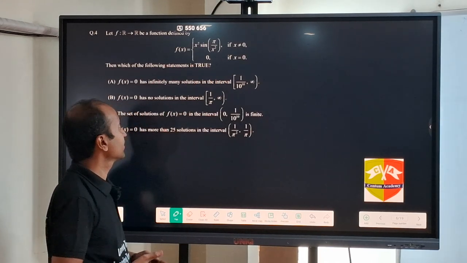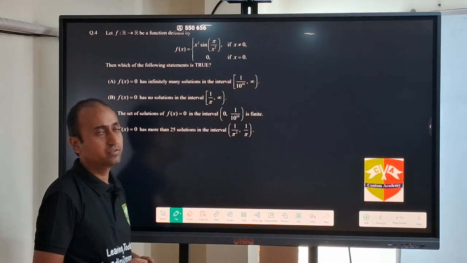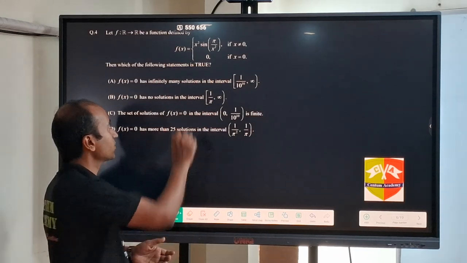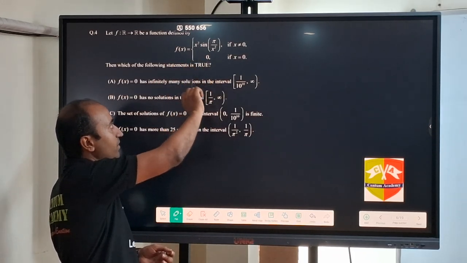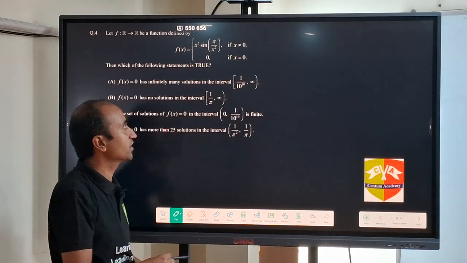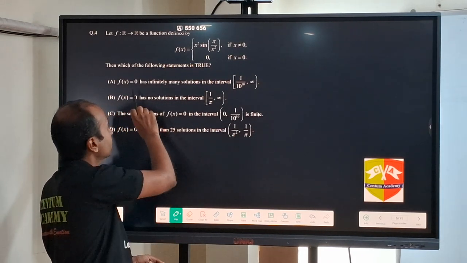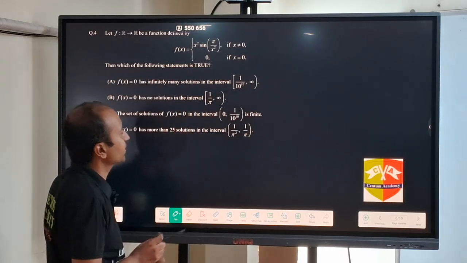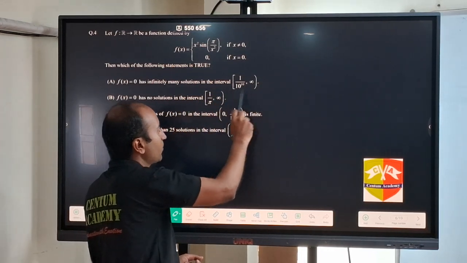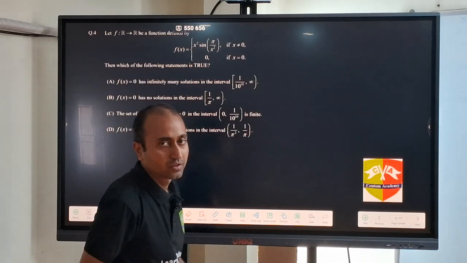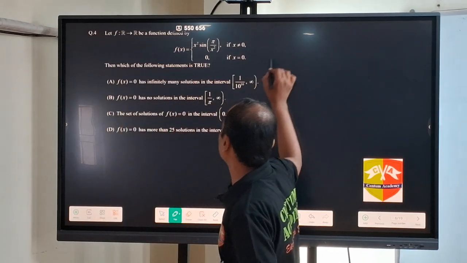What we have here is, again, a single correct question only. We have been given a function f(x) is equal to x square sine of pi by x square if x is non-zero and 0 when x is 0. Now, what are the options? The options are: f(x) equals to 0 has infinitely many solutions in the interval 1 by 10 raised to the power 10 to infinity. Now, let us talk about its solution.